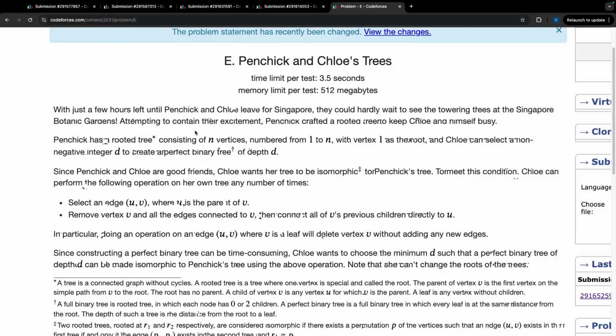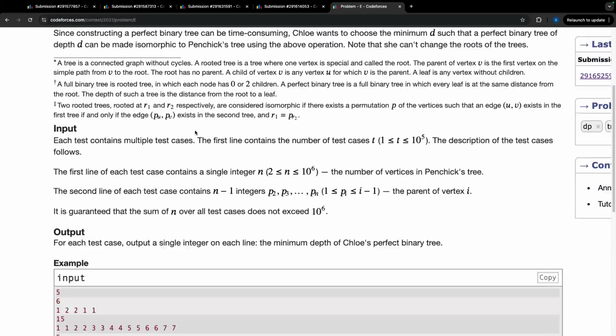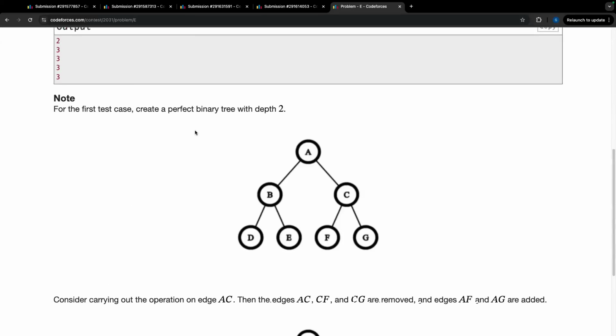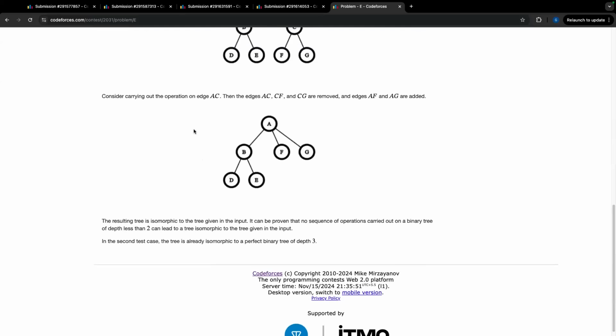Any number of times, select an edge (u, v), where u is the parent of v. Remove vertex v and all edges connected to v, and then connect all of v's children directly to u. We want to find the minimum depth possible such that we are able to bring up this tree. What does this mean, guys?